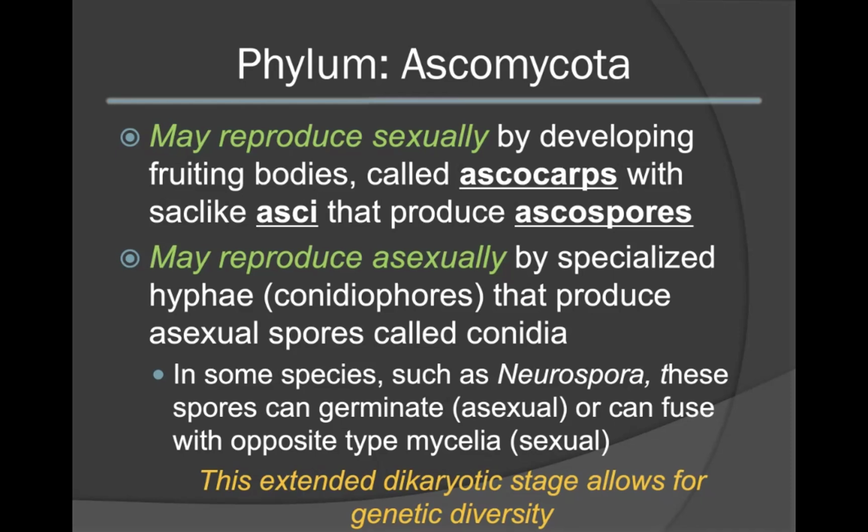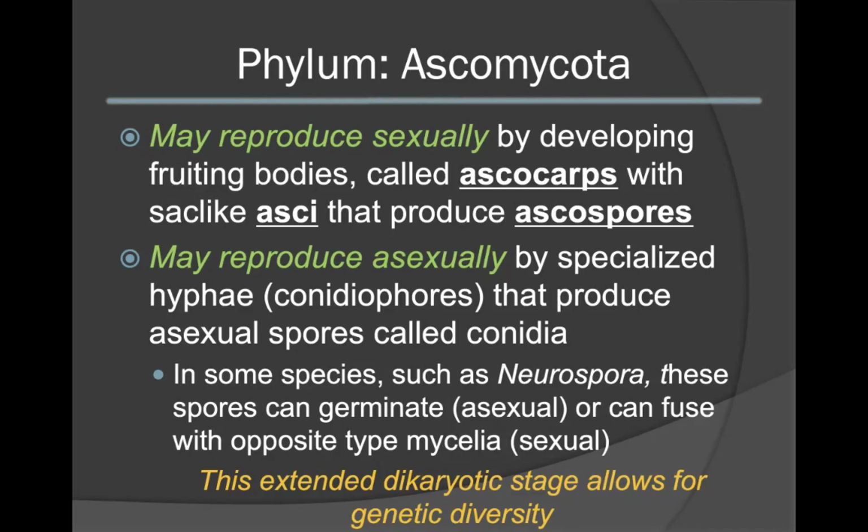Ascomycots can undergo sexual and asexual reproduction. Many species can reproduce sexually by developing fruiting bodies called ascocarps. These contain the sac-like asci that end up producing ascospores. However, in asexual reproduction, specialized hyphae called conidiophores will produce asexual spores called conidia.